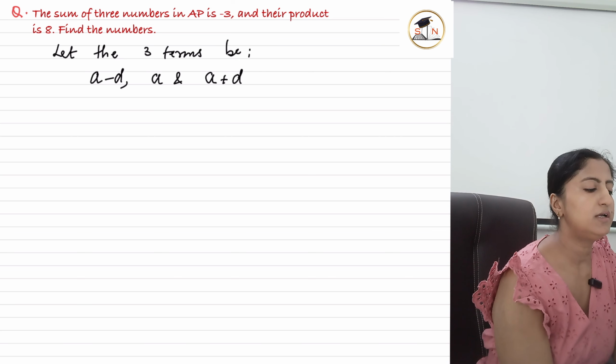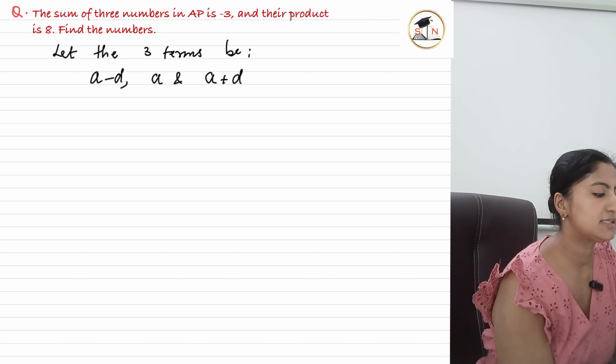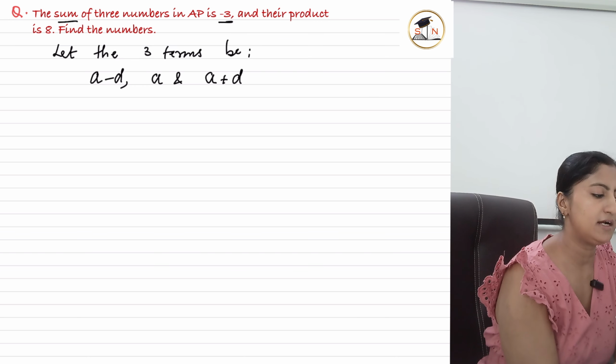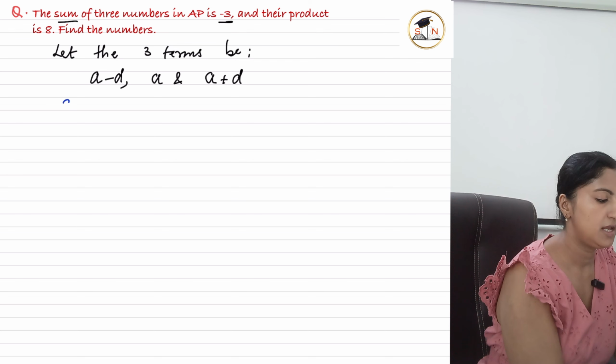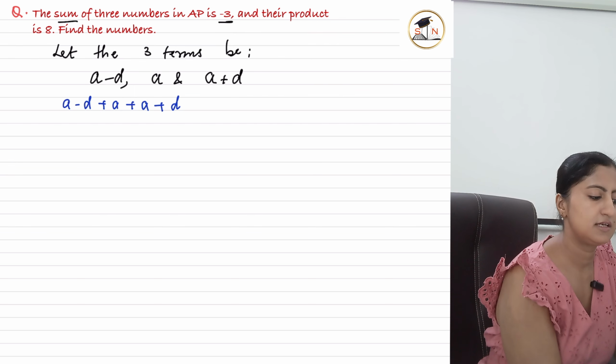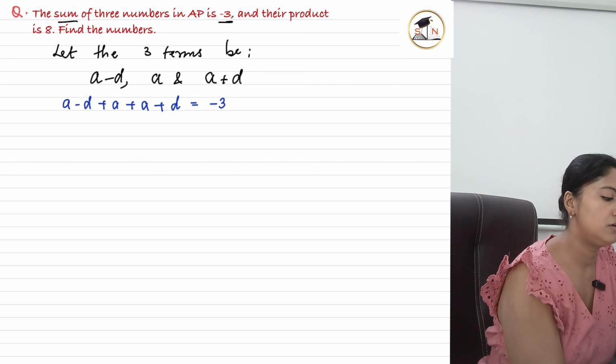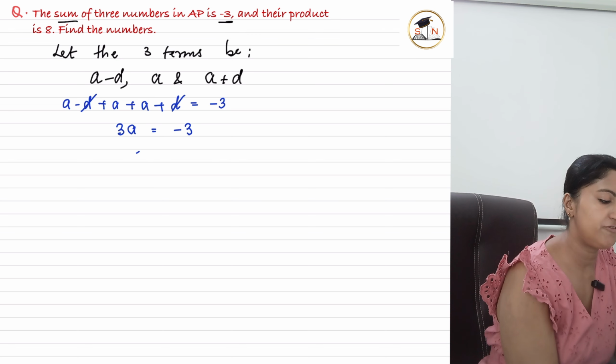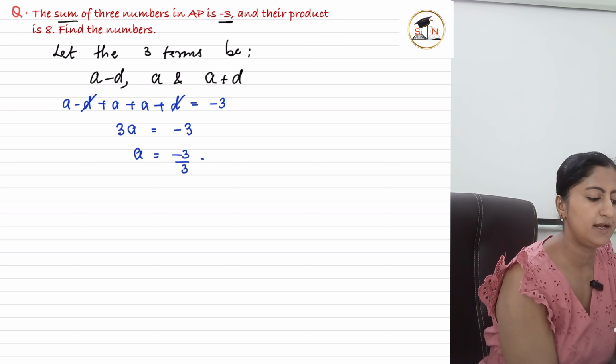Okay. Now, what next have they given us in the question? The sum is minus 3. So that means we are going to add these three terms that we have just taken, a minus d plus a plus a plus d. This is given to us as negative 3. So now d and d get cancelled, and on the left we have 3a equals negative 3. That means the value of a becomes negative 3 over 3, that is negative 1.